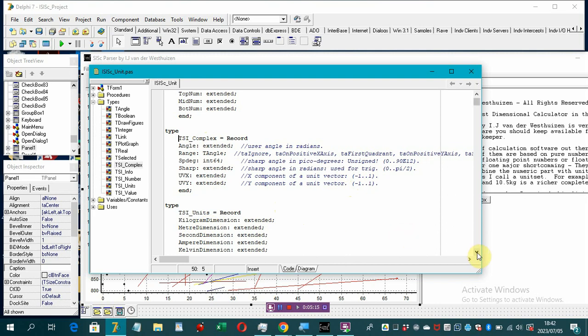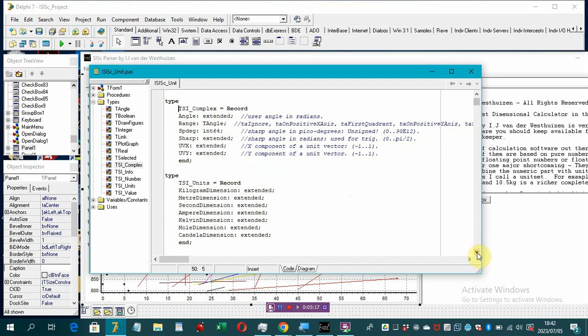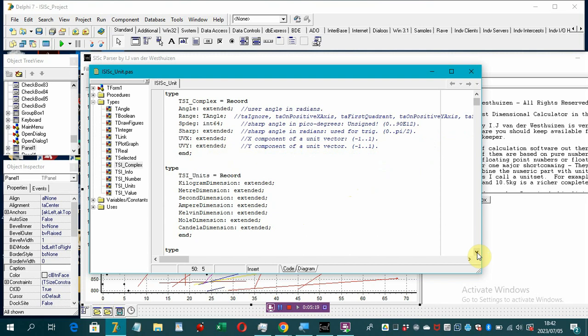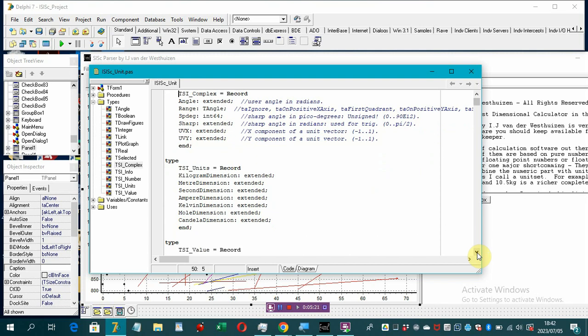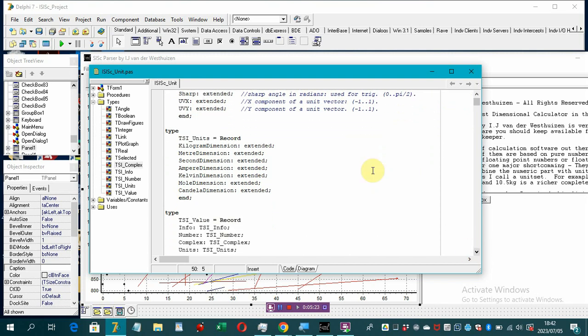That is a unit part. So it's got a number, a complex, and a unit, and also an info part. TSC units is a record. It's a kilogram dimension. That is a power of the kilogram, one of the 7 base units: kilogram, meter, second, amp, Kelvin, mole, and candela. So it's obviously got a kilogram dimension. That is the exponent of the kilogram, or the kilogram power. It's an extended floating point number.